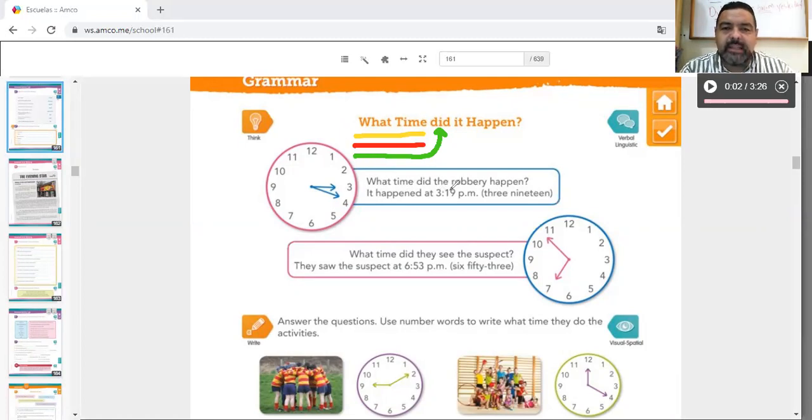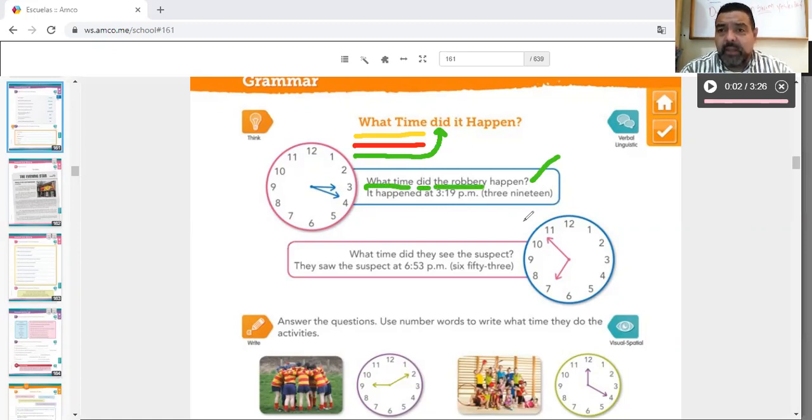And we have an example right here. What time did the robbery happen? You see what I was talking to you about? Del robo. What time es la palabra informativa. I need information about what time. Then comes did, the auxiliary verb did, just like I taught you on the board. Then comes the subject. ¿De qué estoy hablando? ¿Qué fue lo que sucedió? ¿Cuál es mi sujeto? Es el robo. So the subject is the robbery, right?